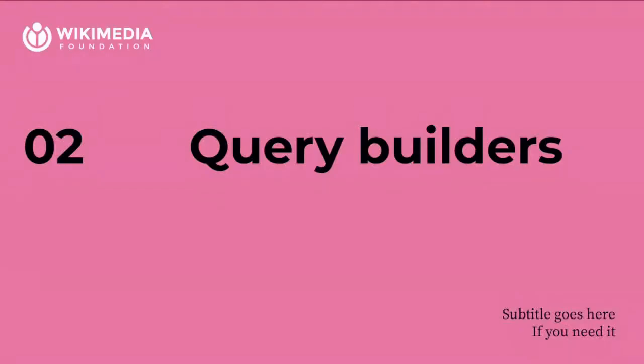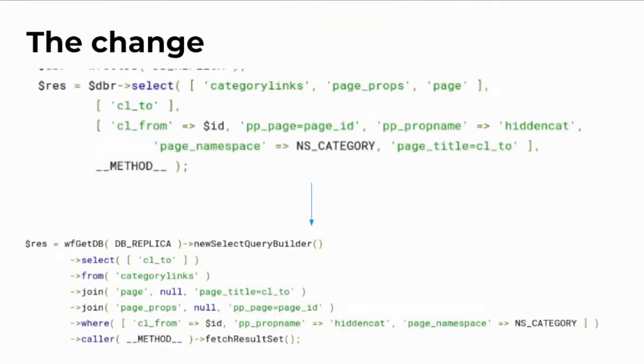Another change that has been happening for a while now is query builders. Very simply, instead of calling dbr select and then calling this thing that I'm having a hard time even reading, you call a fluent interface. You get a query builder, and on that query builder you can call select, then from, join, and it basically tries to mimic the SQL. So you call select CL2 from category links, join page on page title equals CL2, and it tries to mimic the whole SQL that you have been writing there.